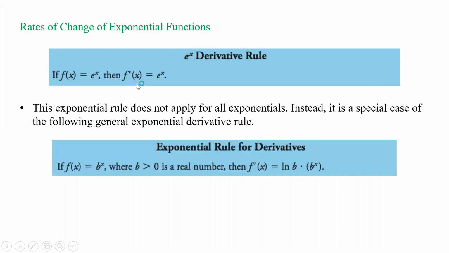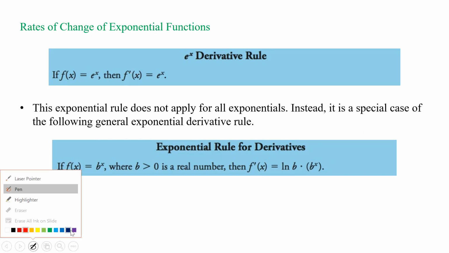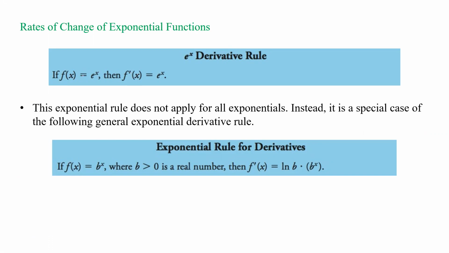So here are the rates of change of exponential functions. We have the e to the x derivative rule. With that one, f of x is just equal to e to the x. And then the derivative of that is equal to e to the x as well. So both the original f of x equal to e to the x and the derivative, f prime of x, are equal to e to the x. They're the same. So that's one case where we end up with something exactly the same, and that's with our exponential function.